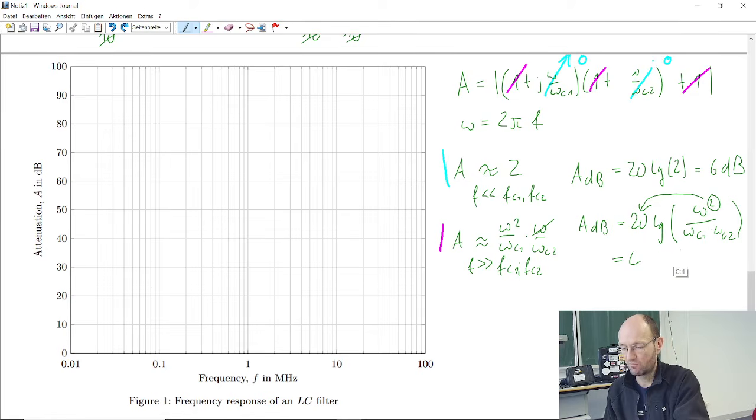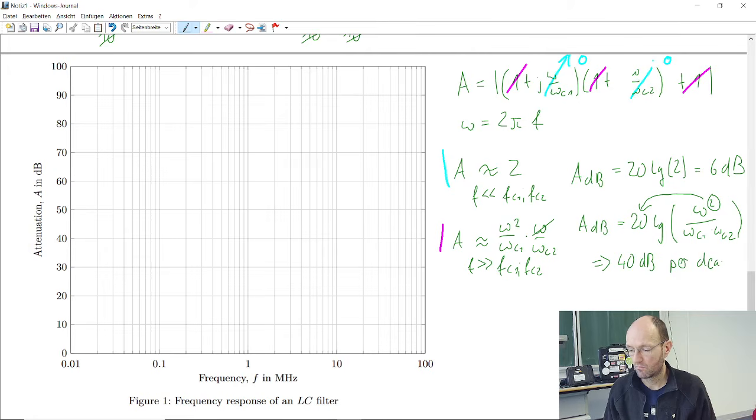I would probably rather write it like this to say, so then we get 40 dB per decade. You get a 40 dB increase of our attenuation per frequency decade. And yeah, that's probably it.